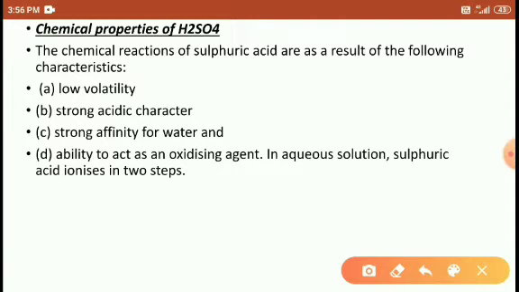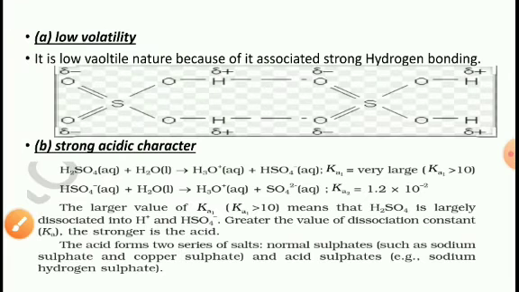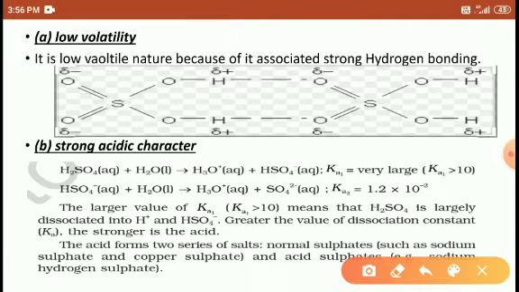Chemical properties of sulfuric acid: it has low volatility, a strong acidic character, a strong affinity with water, and the ability to act as an oxidizing agent. First one is low volatility. Why is it low volatile? Because it associates to form hydrogen bonds.